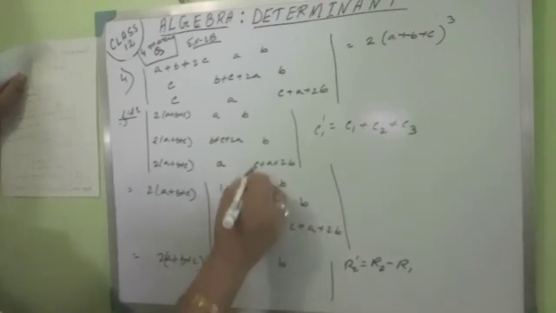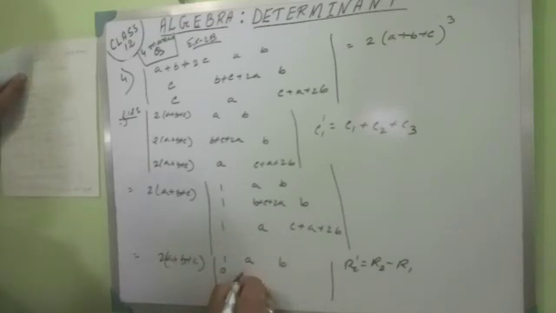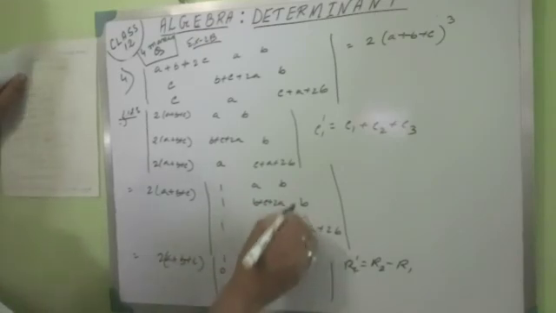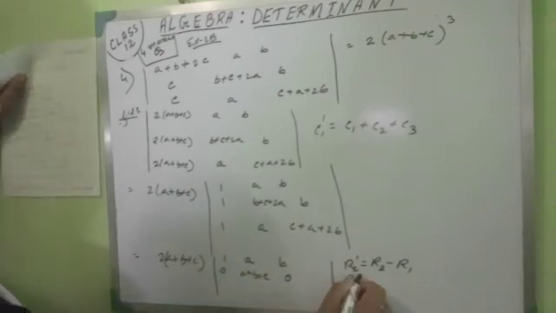B plus C plus 2A minus A. So plus 2A minus A means only A, so it is coming only A plus B plus C. And this is B minus C, B minus B again 0. Similarly, for the third row: R3' will be R3 minus R2.